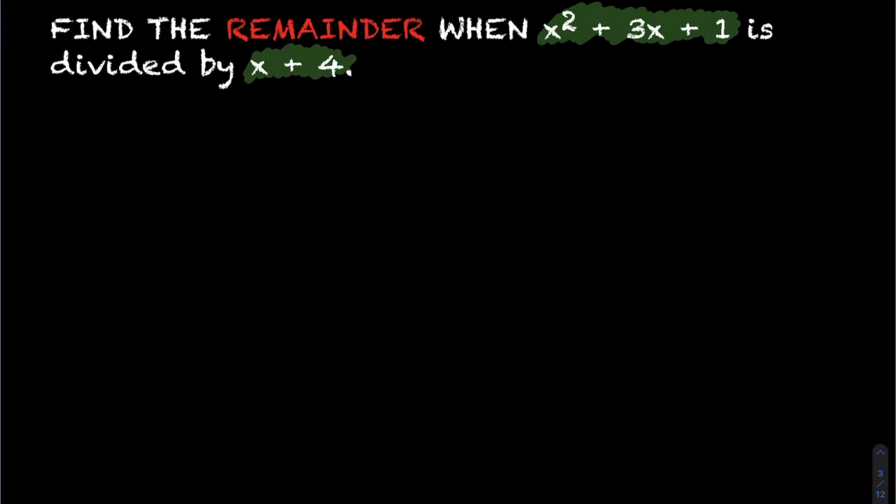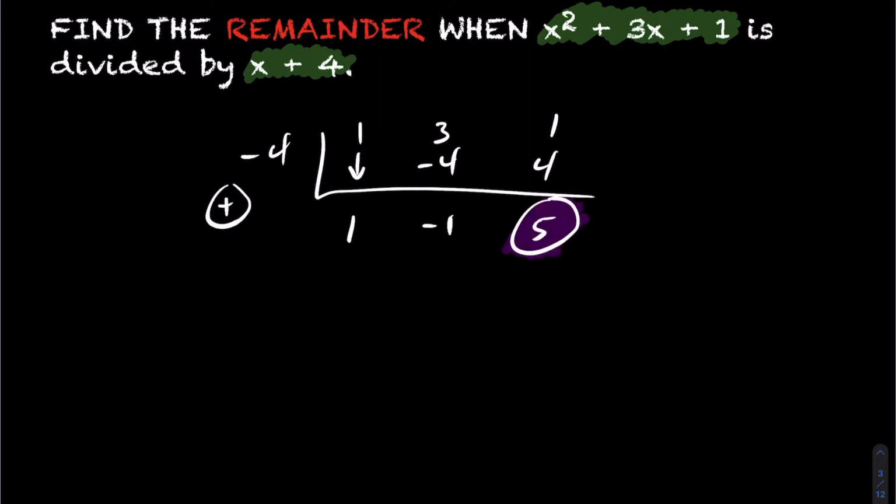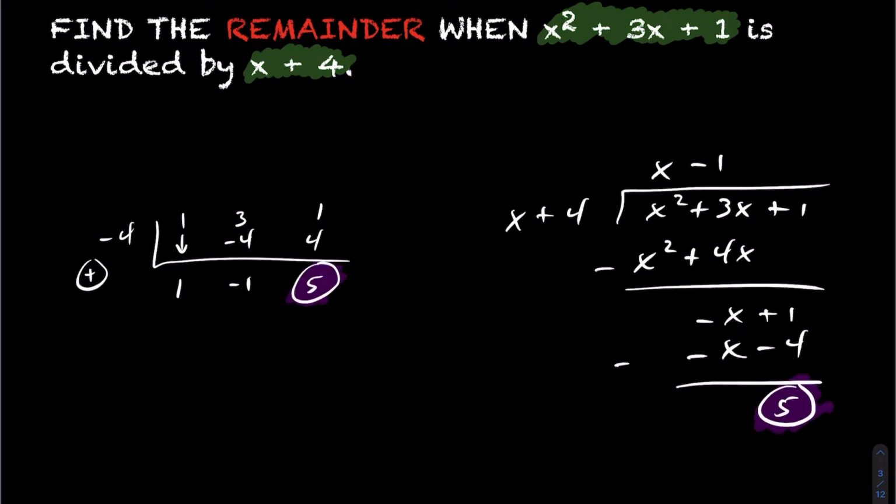Using synthetic division, we find the root, which is -4. Draw our line here, and then we have a coefficient of 1, coefficient of 3, and coefficient of 1. Going through the synthetic process, we get a remainder of 5. Now, using synthetic division, we can see how quick this is. Let's take a look at doing this using long division. So again, doing this using long division, we'll see that we also get a remainder of 5.